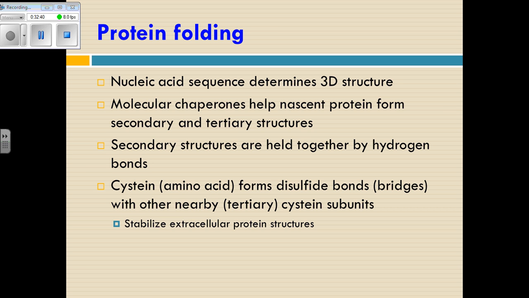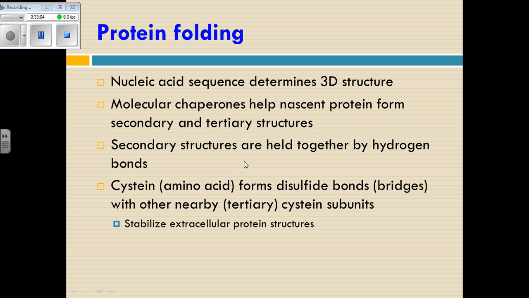It stops things from folding too early. If something's supposed to form a beta sheet with another section of the protein that's going to come later, you don't want it starting to form an alpha helix right away. So these chaperones kind of help keep the amino acid sequence from folding too early into the wrong type of secondary structure. And so it helps it then later form the tertiary structures as well.